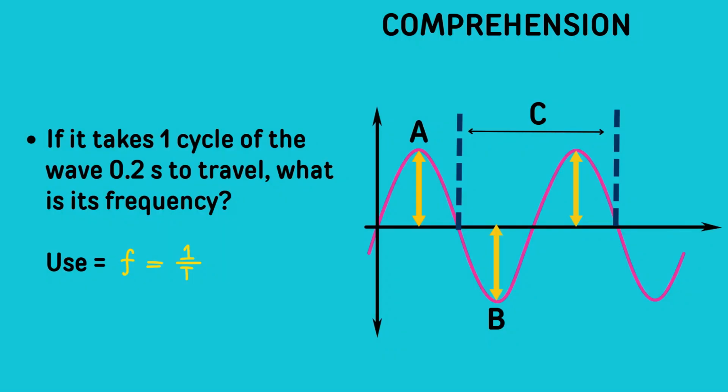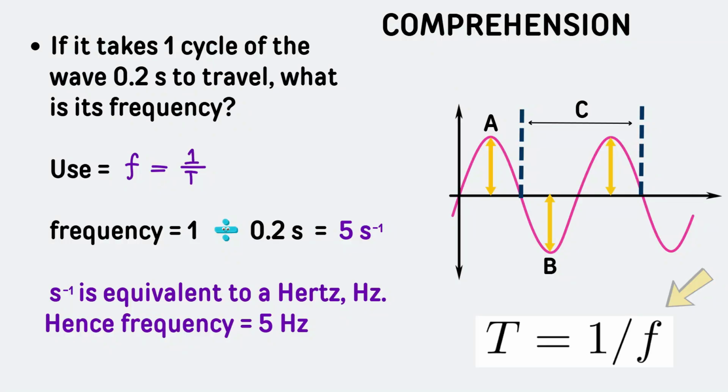If it takes one cycle of the wave 0.2 seconds to travel, what is its frequency? Use F equals 1 over T, where F is frequency and T is time or period. Well, what we would do is divide 1 by 0.2 seconds and we get 5 per second. Remember, per second is equivalent to a hertz. Hence, the frequency is also equal to 5 hertz.